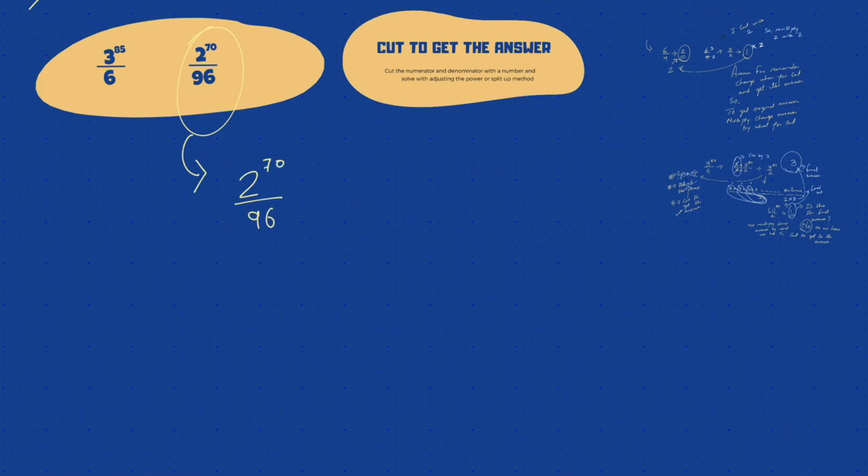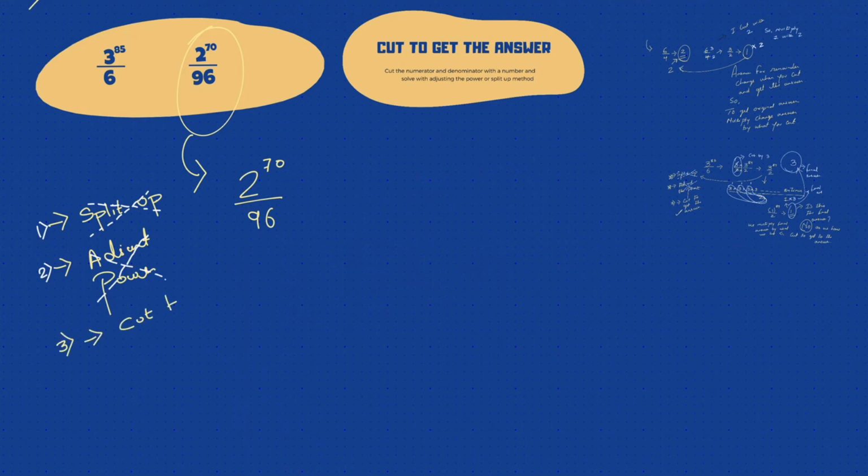2 raised to 70 divided by 96. If I try and split this up, I'll not get any answer. If I try and adjust the power of 2 raised to 70 so that I can get a positive remainder of 1 or a negative remainder of minus 1, again I'll fail. So I fail with step 1 and step 2, and that is where step 3 comes into the picture. Cut to get the answer. But what will you cut with?